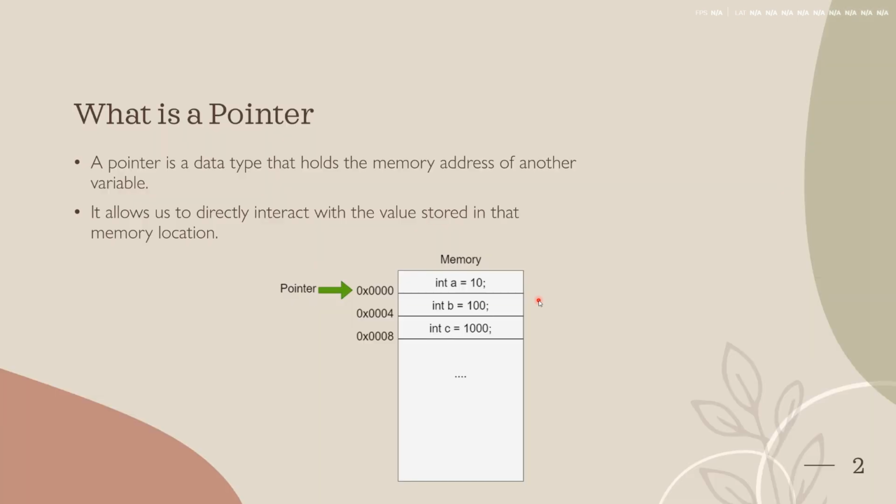Okay, so what exactly is a pointer? A pointer is a data type that holds the memory address of another variable. It allows us to directly interact with the values stored in that memory location. As shown in the diagram, imagine we have several variables stored in the memory. A pointer can point to any of them and let us work with their values directly. Now, you might be wondering, why do we even need pointers and what kind of situations require them?